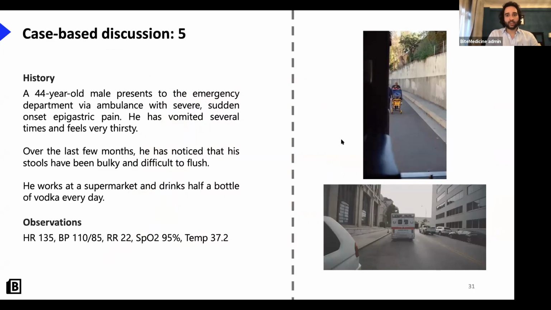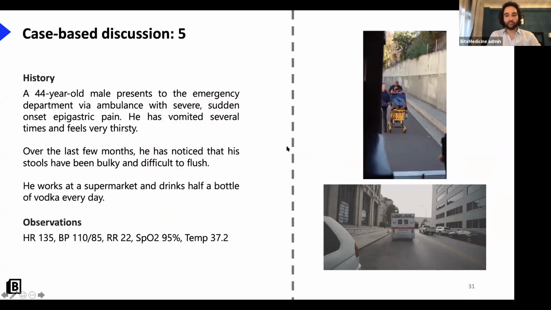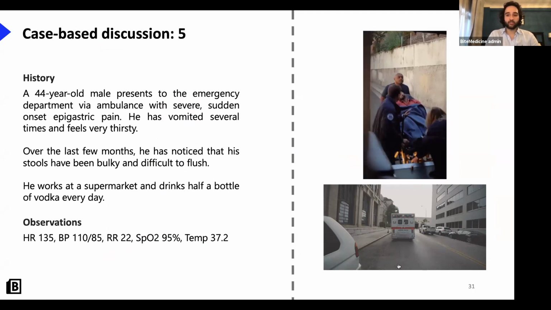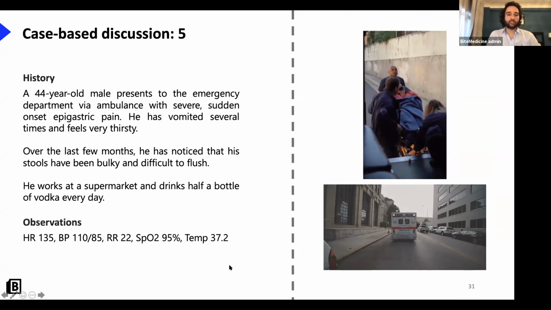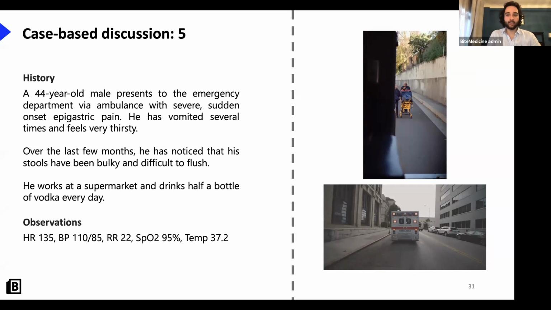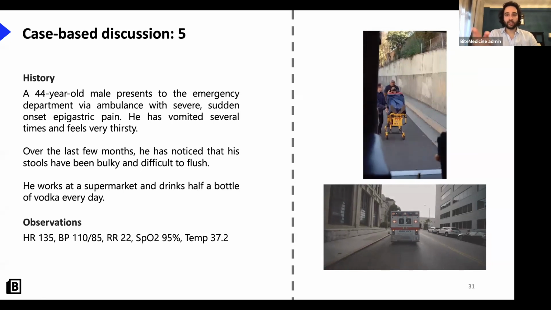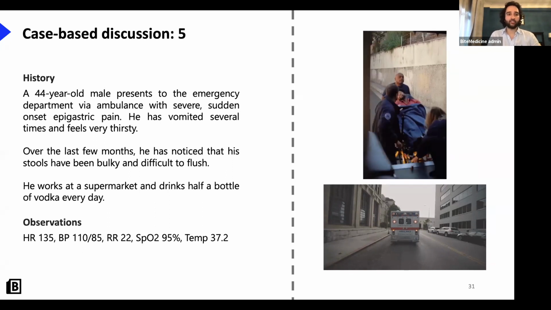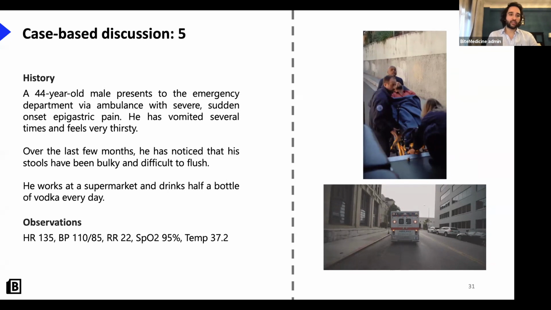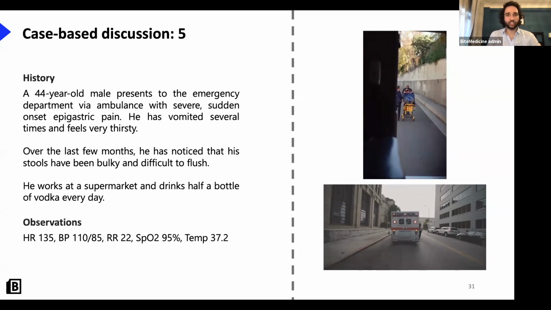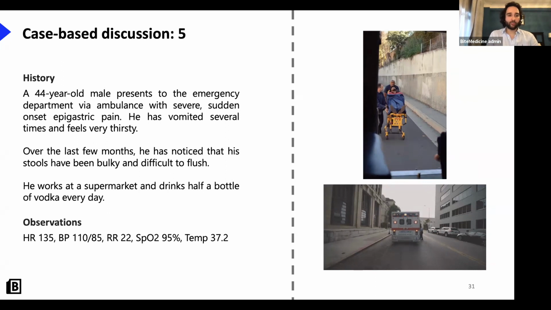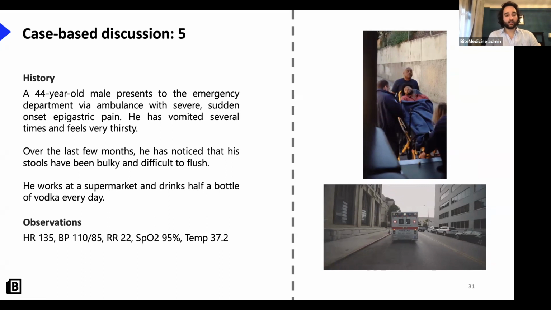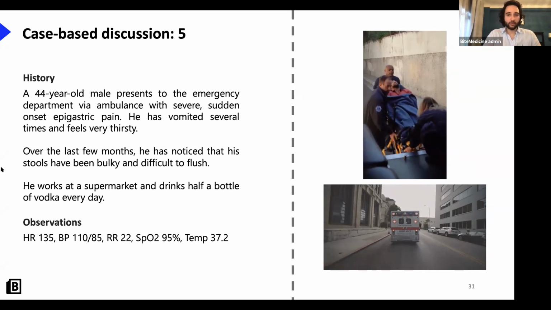So case number 5. We have a 44-year-old male who's presented to the emergency department via ambulance with severe sudden onset epigastric pain. He's vomited several times. There he is being wheeled into the ambulance. He's vomited several times, feels very thirsty. Over the last few months, he's noticed that his stools have been bulky and difficult to flush. He works at a supermarket, drinks half a bottle of vodka every day. And those are his observations. Now, I'm not going to ask a question yet. Take all of that in.